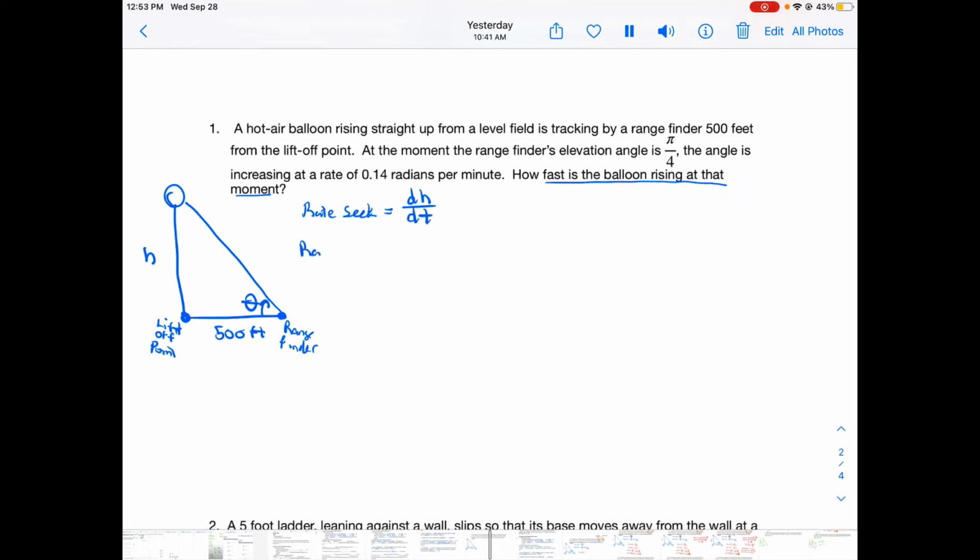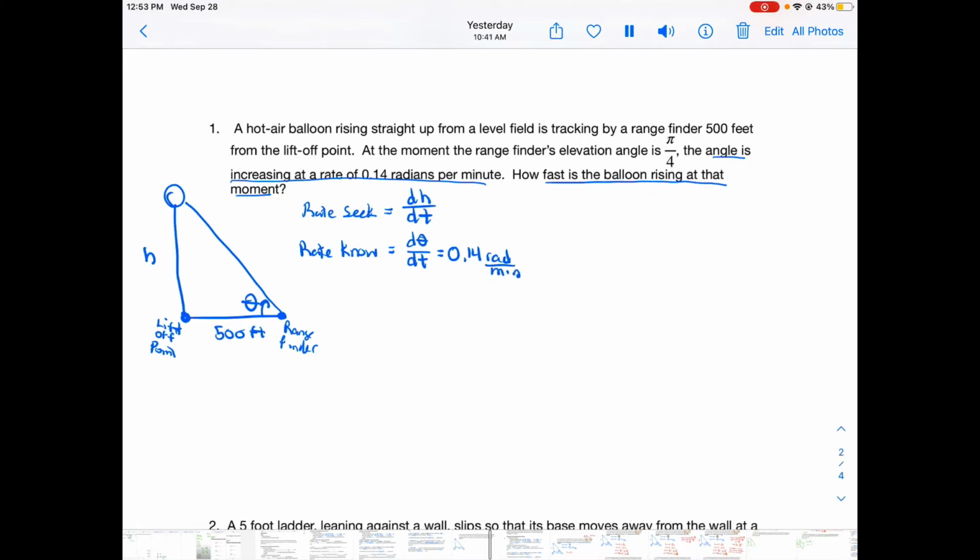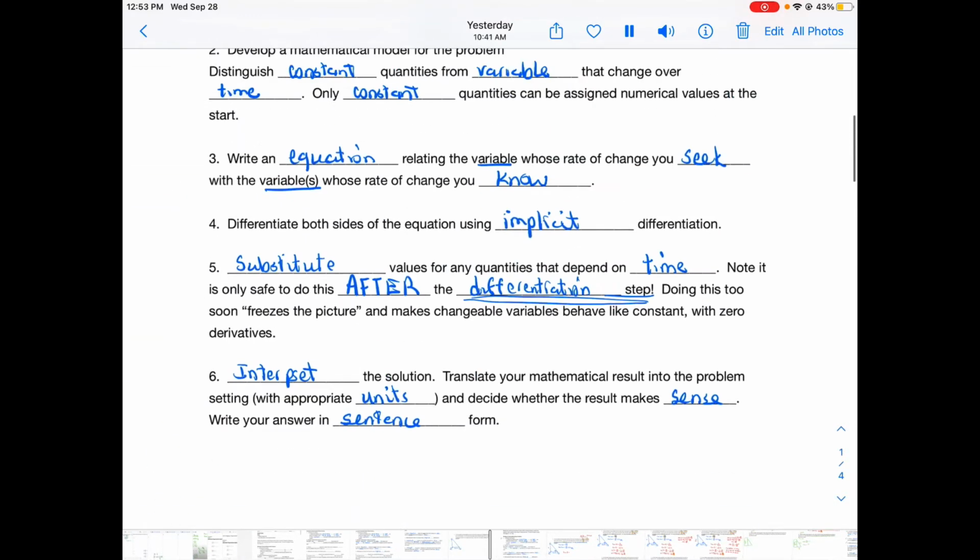So we'll describe rate of change as dy over dx or something like that. So I'm going to let the height of the balloon be h. So that's going to be dh over dt. The rate I know is the angle is increasing at a rate of 0.4 radians. So that's d theta dt, since I named my angle theta. But again, I need to come up with an equation.